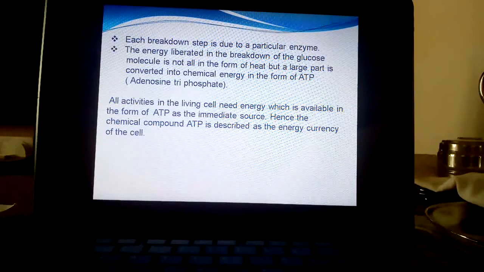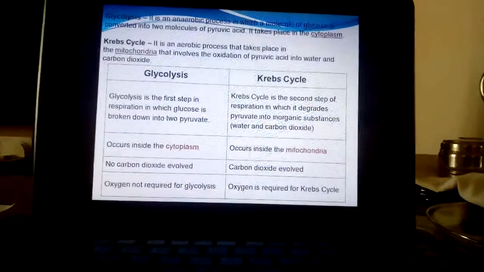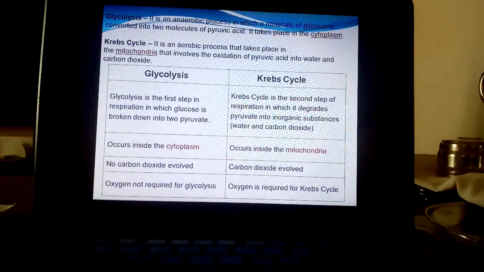When energy in the form of adenosine triphosphate is used, the ATP is converted into ADP, adenosine diphosphate. And again, when more energy is available by further breakdown of glucose, the ADP is reconverted to ATP. Is it clear? So, you understood now how ATP, ADP conversion works. Before going for that, we are going to learn the differences between glycolysis and Krebs cycle.